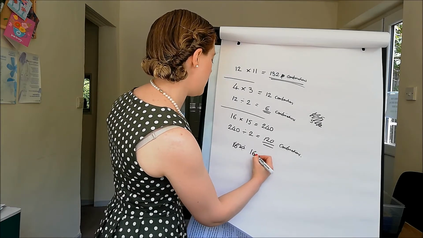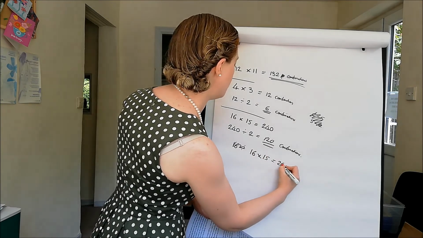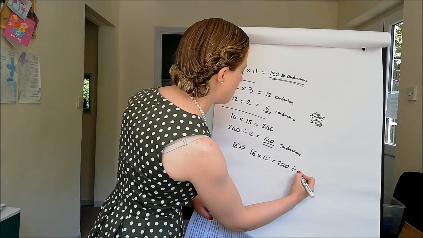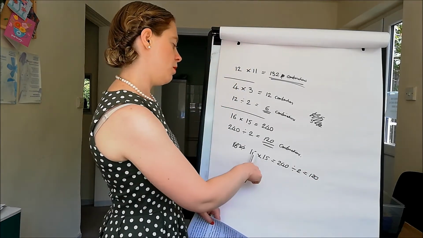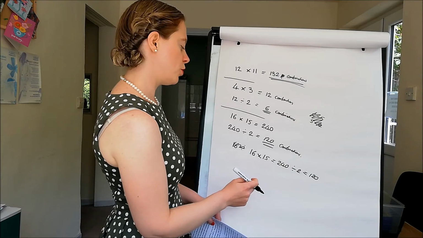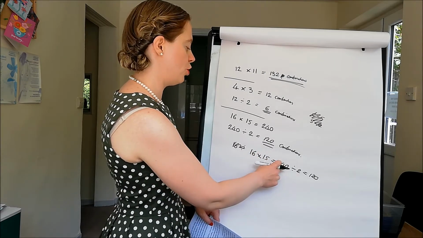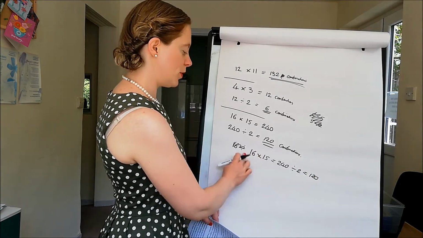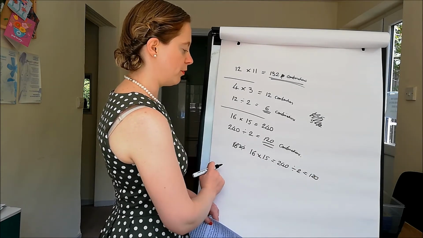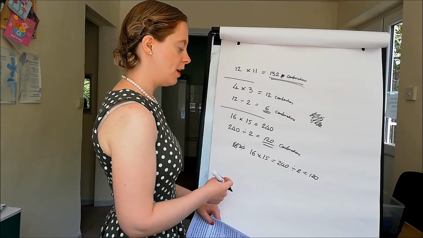So what I sometimes see people do is say 16 times 15 equals 240, divided by 2 equals 120. But that's not mathematically true, because what you're saying in that sentence is that 16 times 15 is the same as 240 divided by 2 is the same as 120. But 16 times 15 is 240, which is quite obviously not the same as 120.